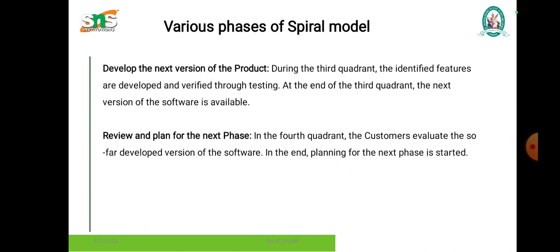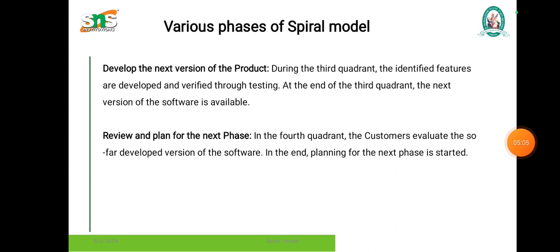And the third stage is develop the next version of the product. During this stage, the identified features are developed and verified through testing. At the end of the third quadrant, the next version of the software is available. The last, fourth quadrant is review and plan for the next phase. The customers evaluate the version of the software developed so far. In the end, the planning for the next phase is started.